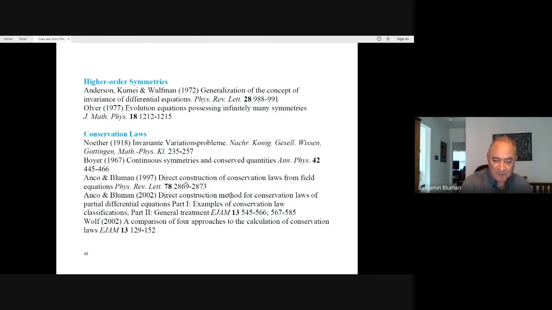And then our paper on the direct construction method for obtaining conservation laws was published in Physical Review Letters in 1997. Of course, these papers can only be 4 pages long at most. So the details came out in 2002 on the direct construction method. The first paper is on examples, and the second paper is the general treatment, 2 papers in the European Journal of Applied Mathematics. We're very proud that in the history of that journal, these are the 2 most cited papers. And there's a book paper by Wolf comparing different approaches.